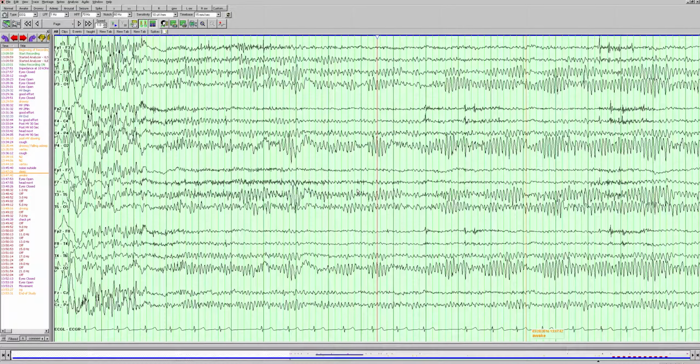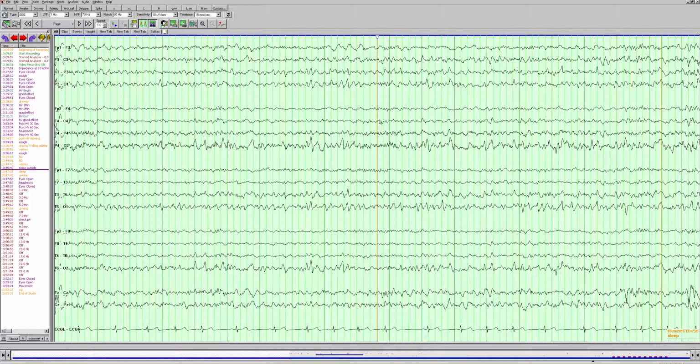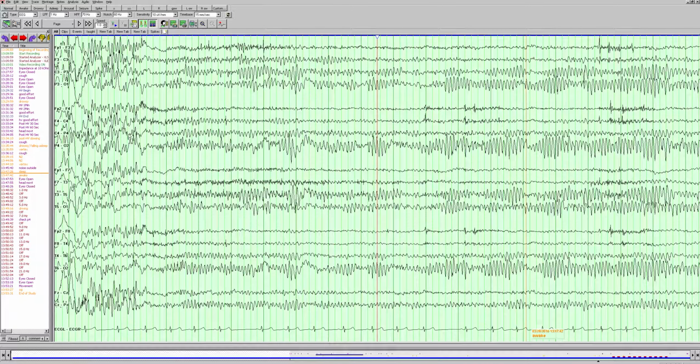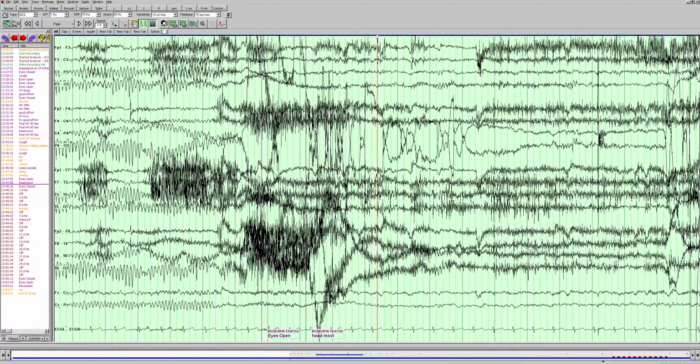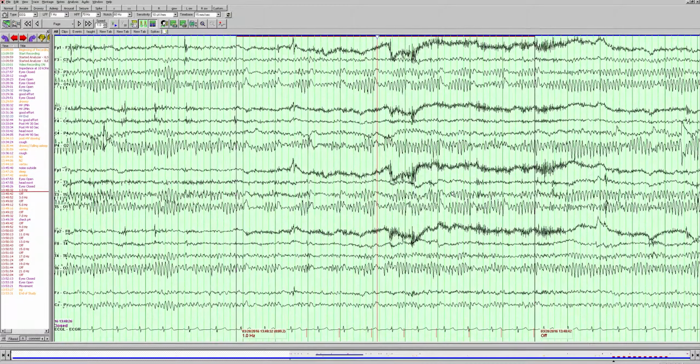Okay, so as we progress on here, I backed up here, we're not seeing any asymmetries. Everything looks good here. We're not seeing any epileptiform activity. And here the patient woke up. We're seeing normal background coming back out. Now the patient's moving around, and the technician is getting the patient ready for the photic stimulation.